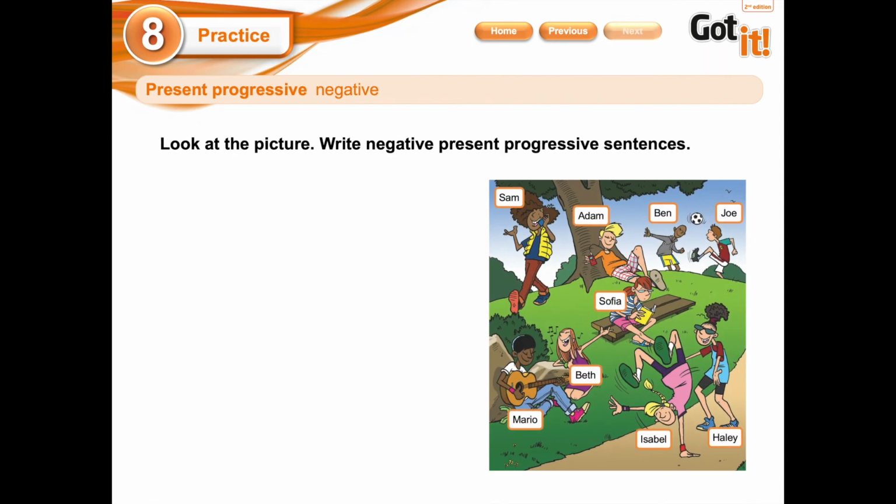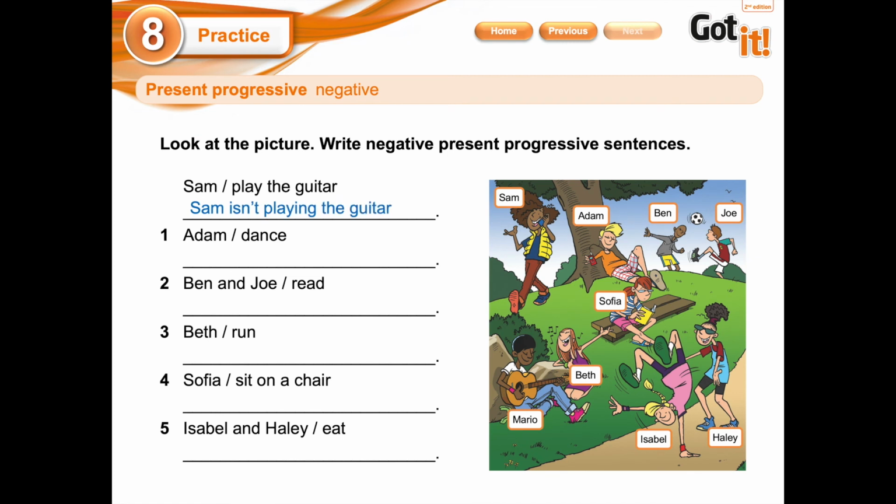This is the second practice, and here you have the same photo that you have in your book, but we're going to use it in another exercise. Look at the picture and write negative present progressive sentences. Let's pay attention to the example. I have Sam play the guitar, and I pay attention to the photograph, but Sam is not playing the guitar. So Sam isn't playing the guitar. He's talking. Okay, let's continue with number 1.